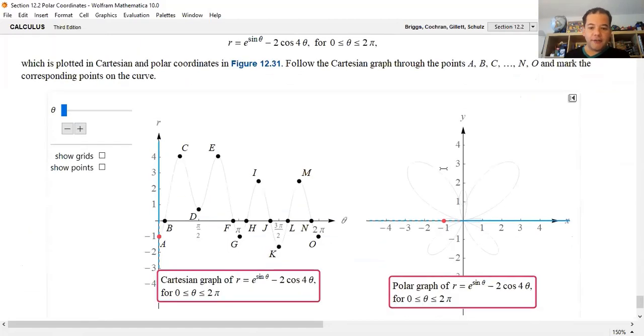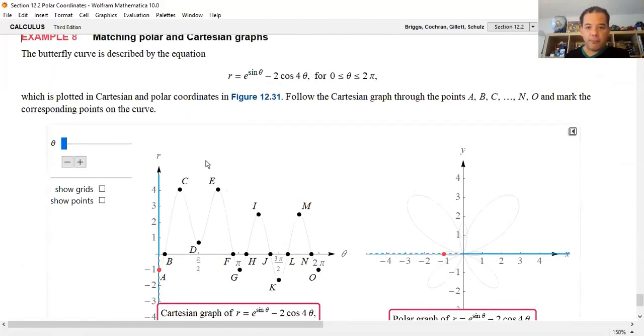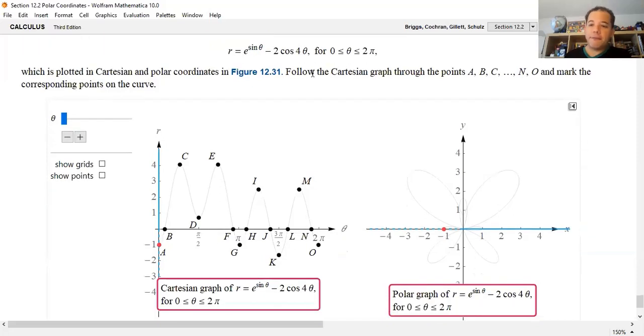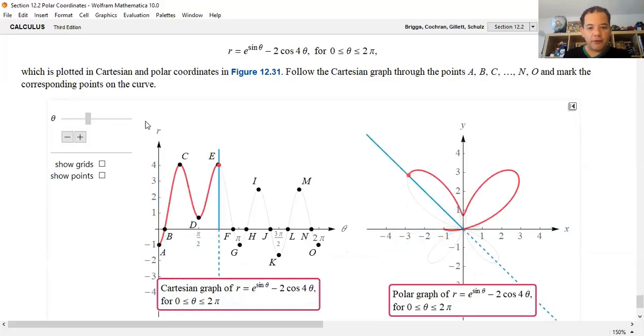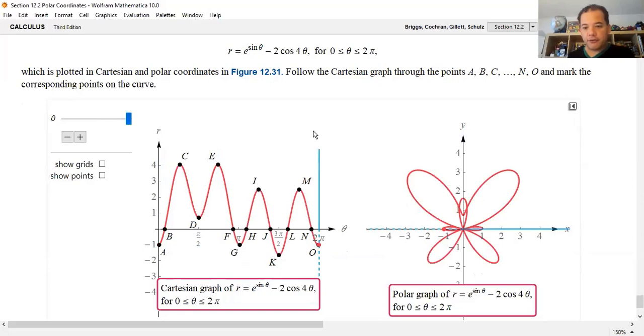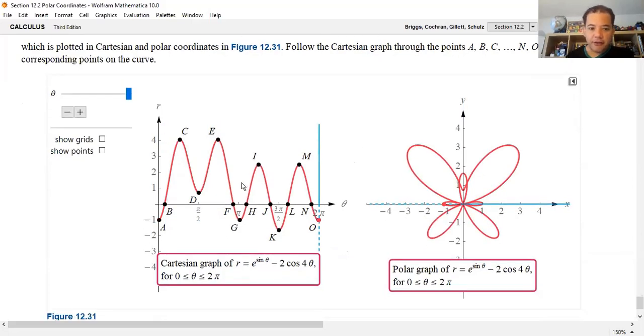So see, here's an instance of one that looks a bit more complicated. It is example 8. r equals e to the sine theta minus 2 cosine of 4 theta. All right, that would be a difficult one to do by hand. But if you were given the graph on the left, you can sort of follow what's going to happen to the graph on the right. So let me just draw the entire thing, and I'll tell you.